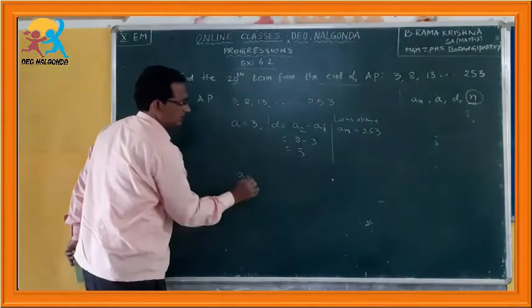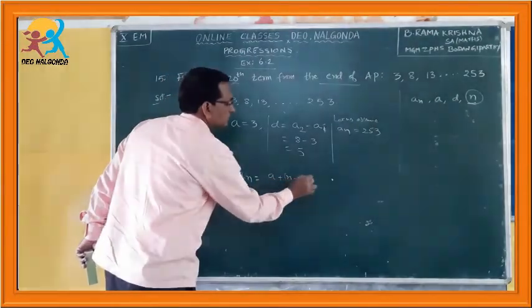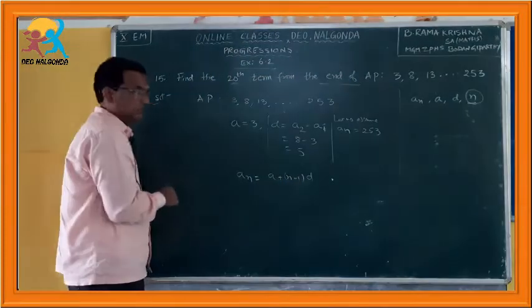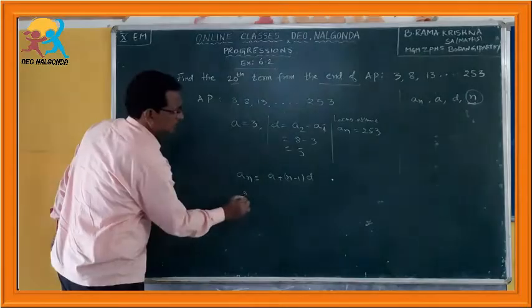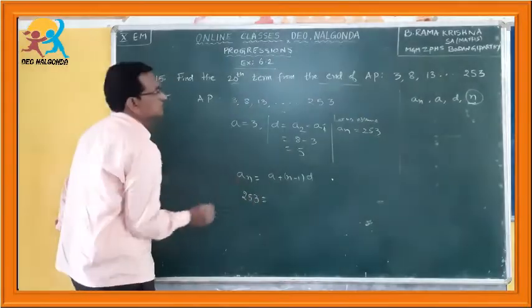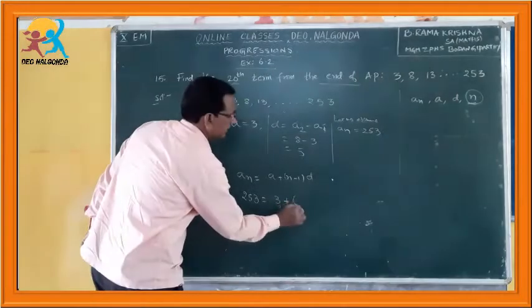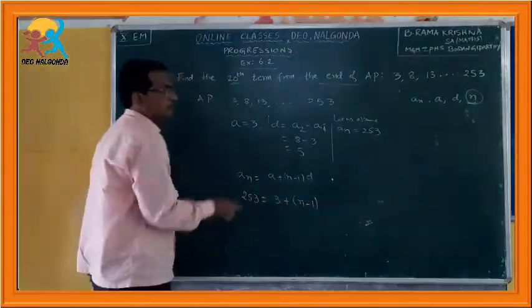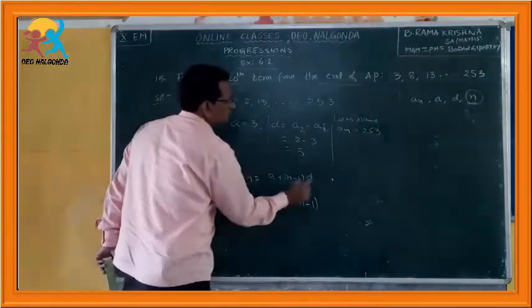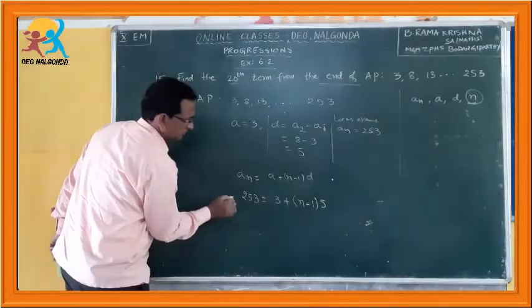With these things which were given, we can find out the n value. So, let us write an is equal to a plus n minus 1 into d. Now, substitute all the values which were given. So, an is how much? 253. 253 is equal to a, in the place of a substitute 3, and n is how much? We have to find n, that is, the number of terms, into d. d is how much? 5. So, simplify this.